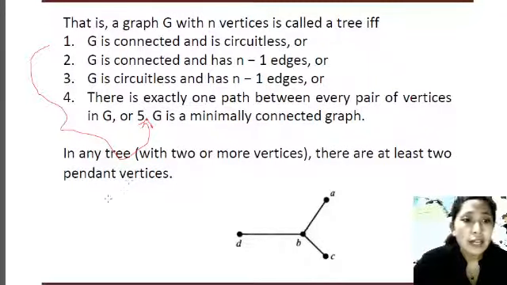Now in any tree where the number of vertices is equal to 2 or greater than 2, the number of pendant vertices will be at least equal to 2. So there will be a minimum of 2 pendant vertices in any tree when the number of vertices is greater than or equal to 2.